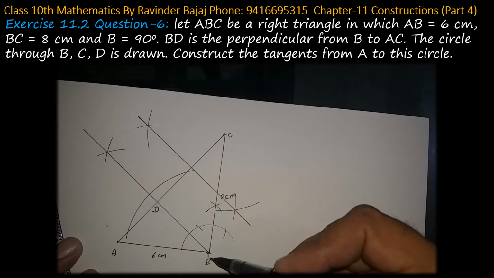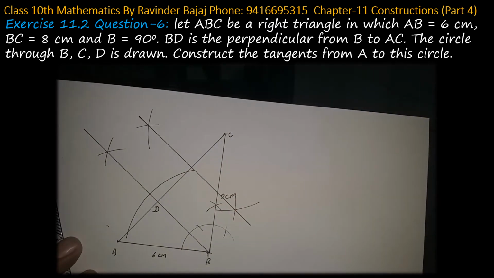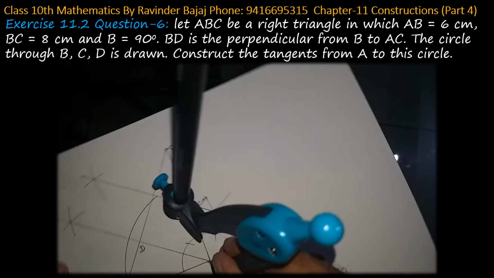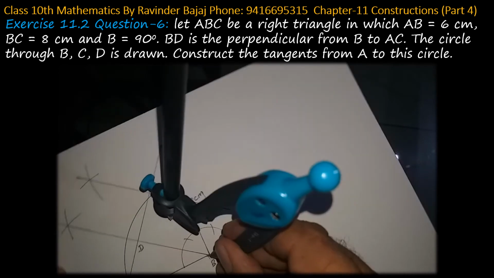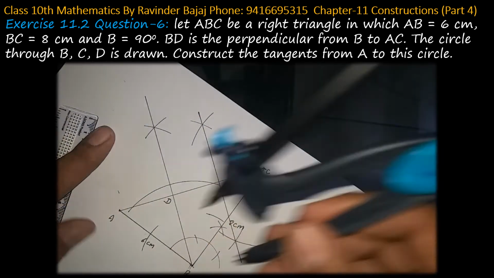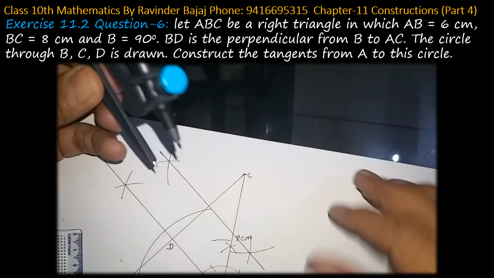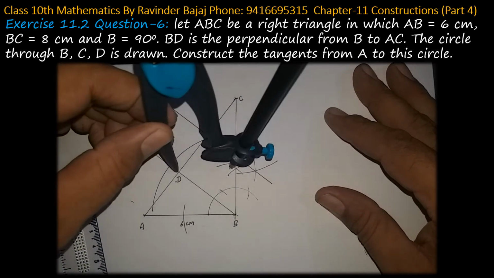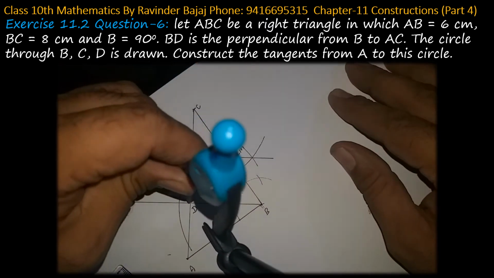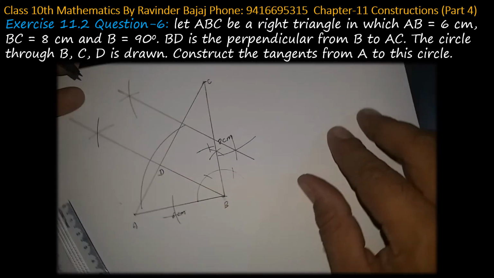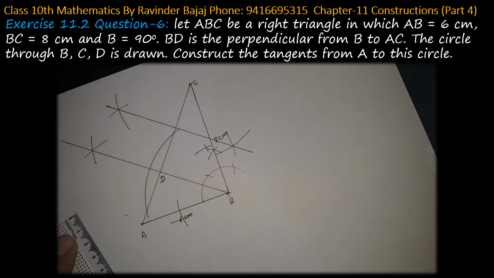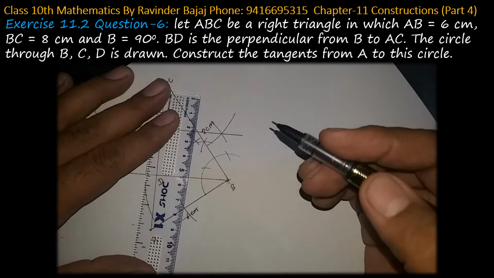Now perpendicular bisector is required of BD also. Let's do this. Open your compass more than half and draw an arc here. With the same compass, draw an arc here also and, without changing your compass, keep your compass at D and do this marking and cut this side also. So this point is the perpendicular bisector. Join these 2 points, you will get perpendicular bisector.